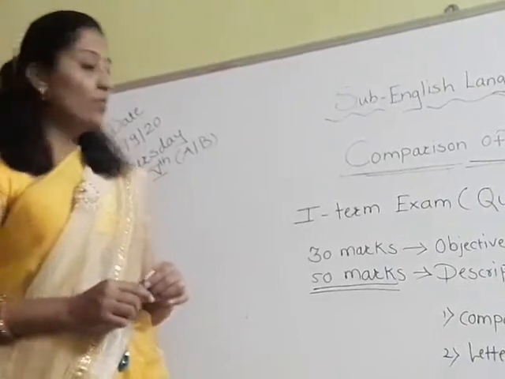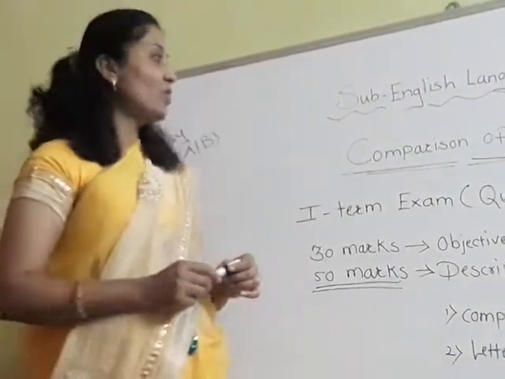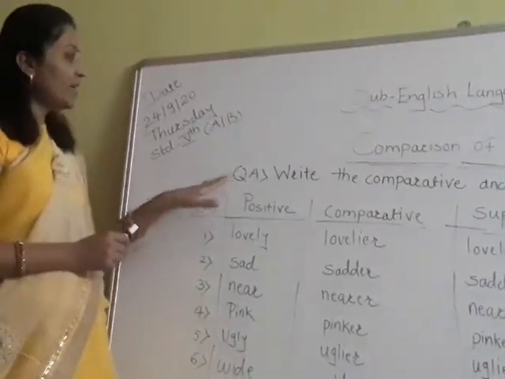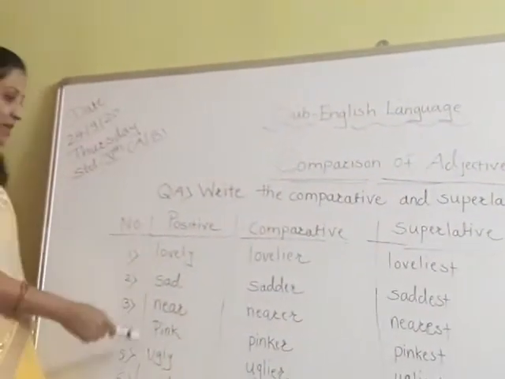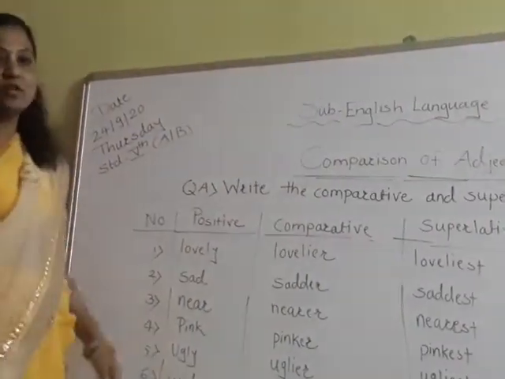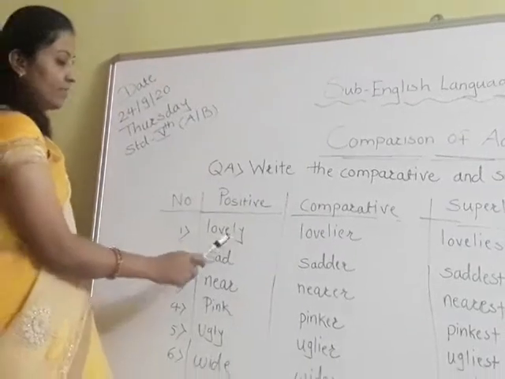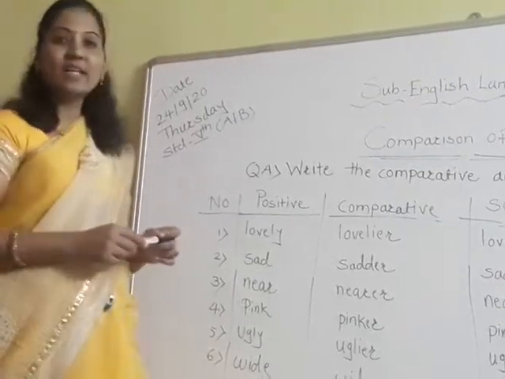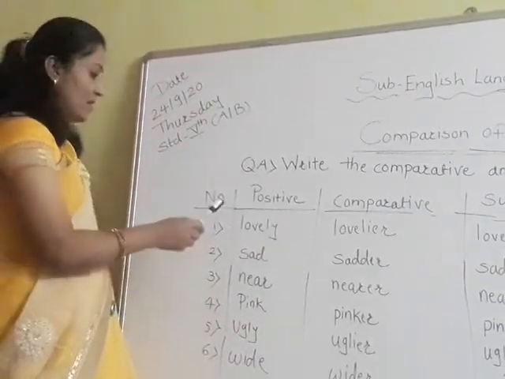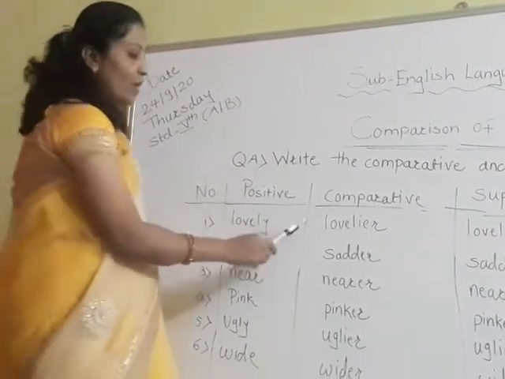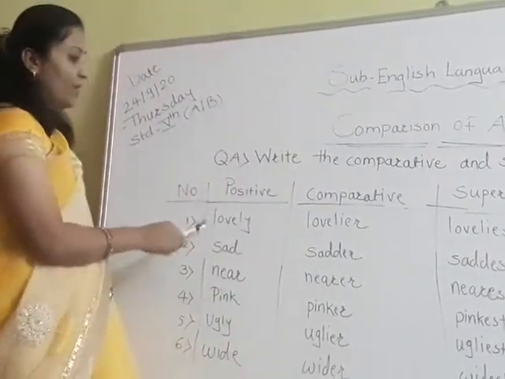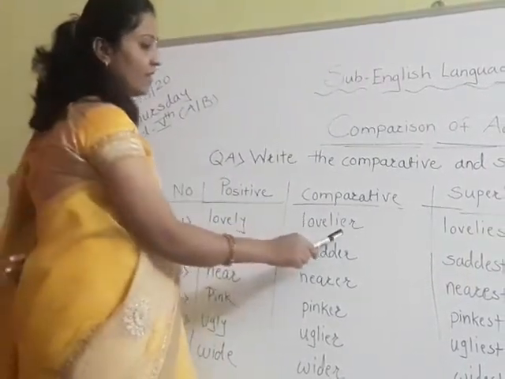Okay, so now we are going to solve questions and answers of comparison of adjectives. So let's move further. Question number A, write the comparative and superlative degrees. Some words are given here and you have to form the comparative and superlative degree of them. The first one is lovely. Now students, take your pen in your hands and start writing with me as I am telling you the answers. The first word is lovely. You have to write in your textbook on page number 48, question number A: lovely, lovelier, loveliest.